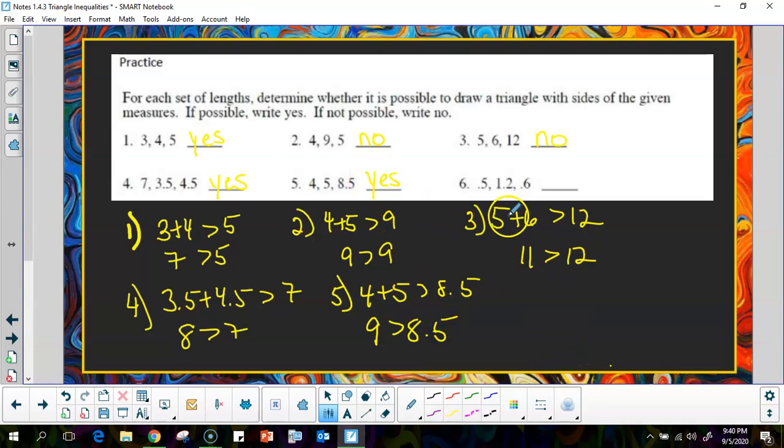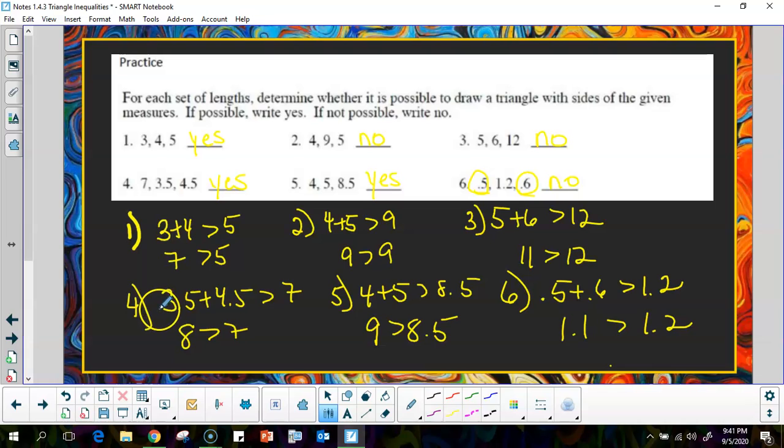And then the last one, I believe this is a 0.5. Yes. Okay, so the smallest ones are the 0.5 and the 0.6. This is a little bit trickier because it's got these decimals in it. 0.5 plus 0.6 greater than 1.2. 0.5 plus 0.6 is 1.1. That is not greater than 1.2, so the answer would be no on that one.